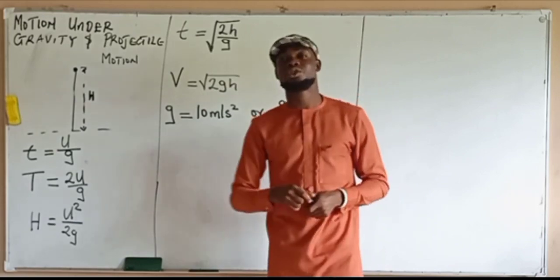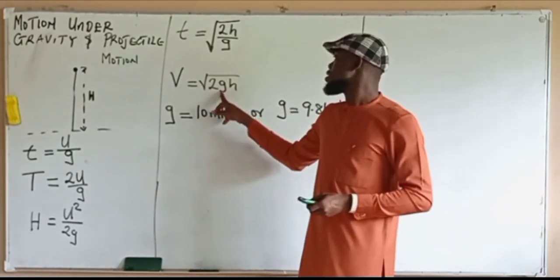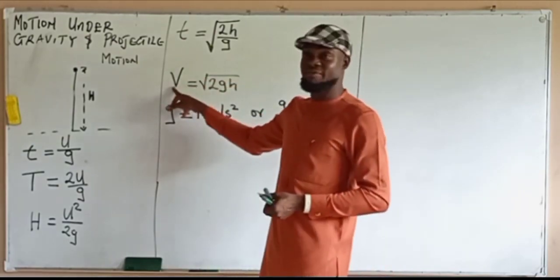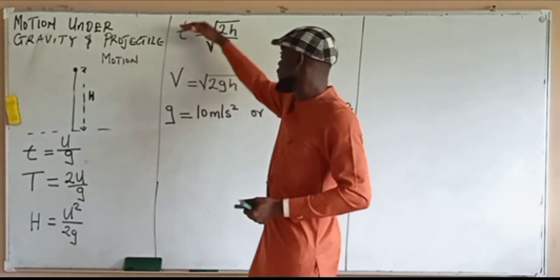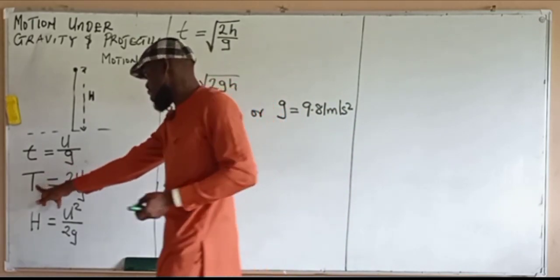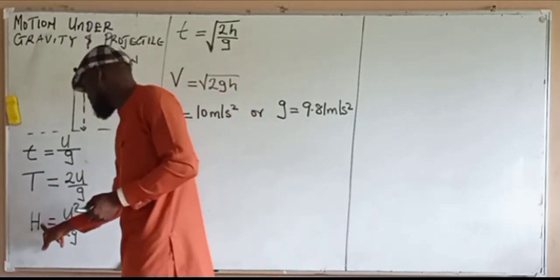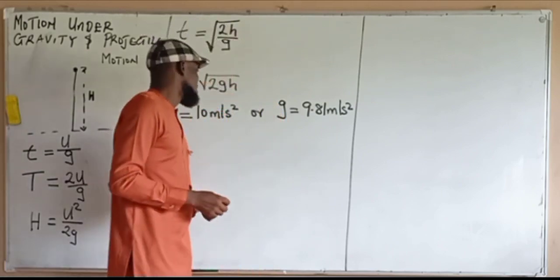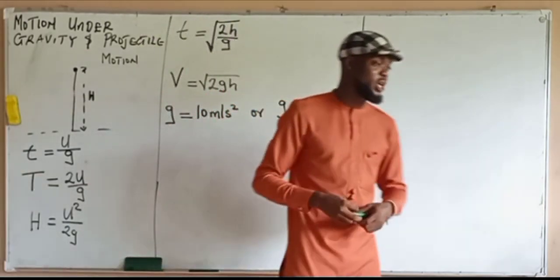This g is what we call acceleration due to gravity. h is the height of the body. This is the velocity at which the body will fall, and the time to fall to the ground. This one is the time to reach maximum height, the time of flight, and the maximum height the body can get to when projected upward. Now, take this question down.